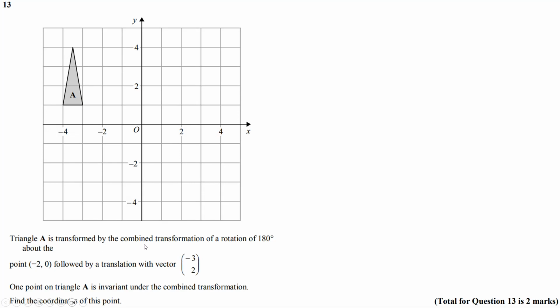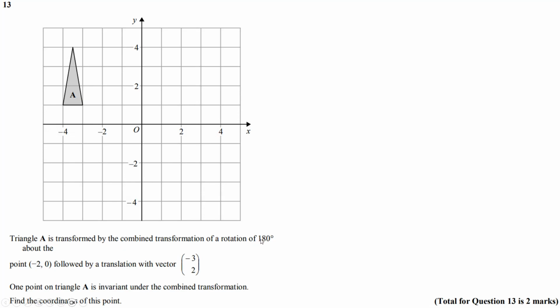Triangle A is transformed by the combined transformation of a rotation of 180 degrees about the point -2, 0, followed by a translation with vector -3, 2. One point on triangle A is invariant under the combined transformation. Find the coordinates of this point. First of all, an invariant point. What invariant means is a point that after you've translated it or moved it about, it maps back onto the original shape. So the point basically hasn't moved at all. You'll see what I mean in a second.